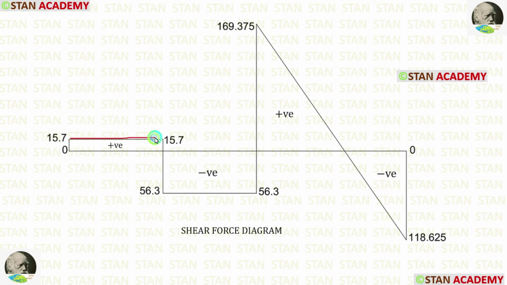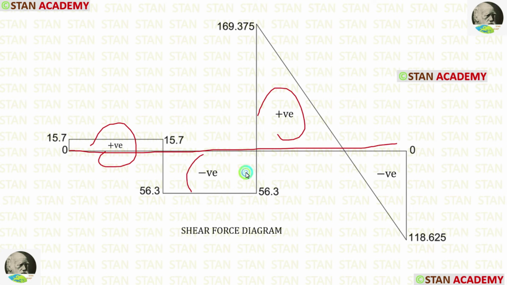For the point loads, it will be a straight line. In the shear force diagram, if you are getting negative values, we have to draw below this line. If you are getting positive values, we have to draw above the line and then mark positive and negative.